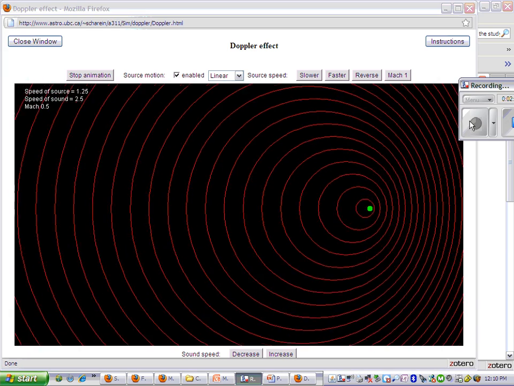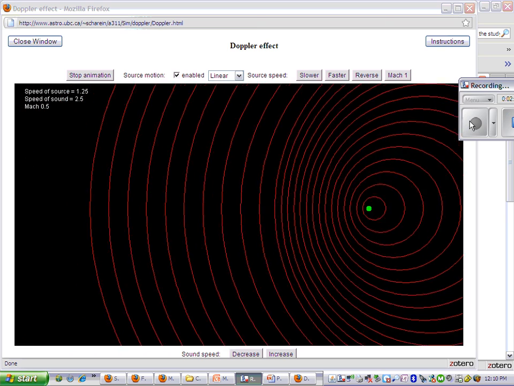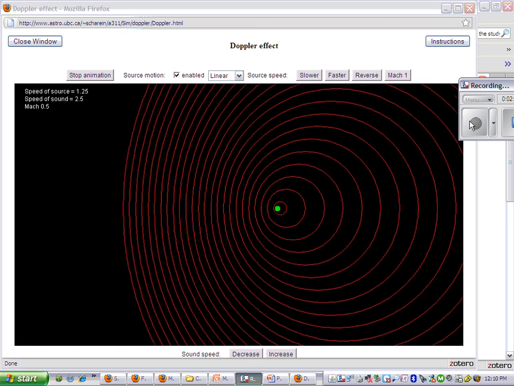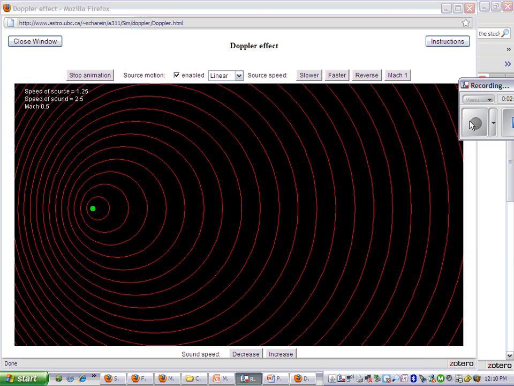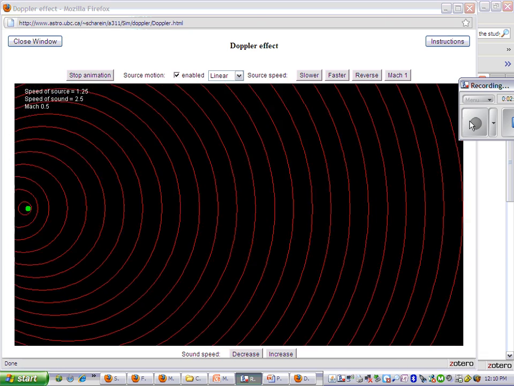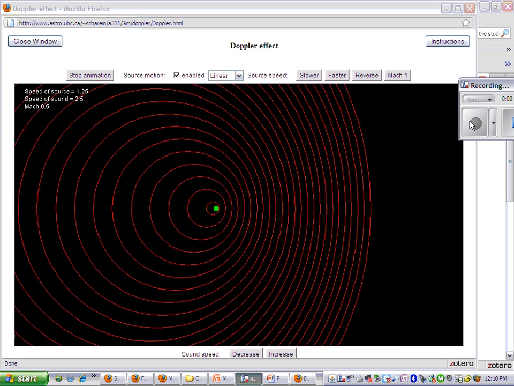So here we have it moving to the right, and you can see it's a higher frequency on the right. Now, it bounces off. On the left-hand side, you'll see the higher frequency on the left and the lower frequency on the right, smaller wavelengths on the left, larger wavelengths on the right. And so here's a nice little representation of an example of the Doppler effect.